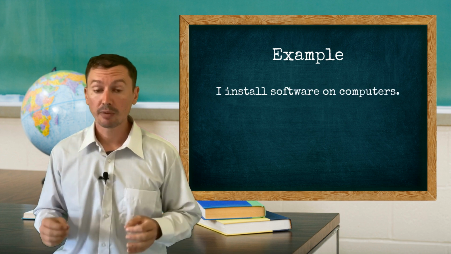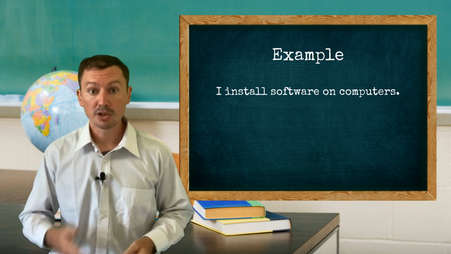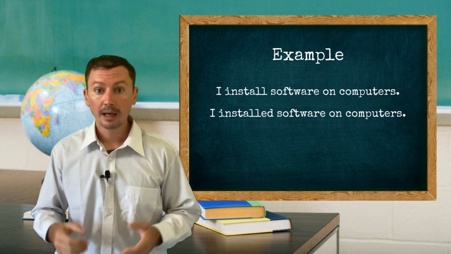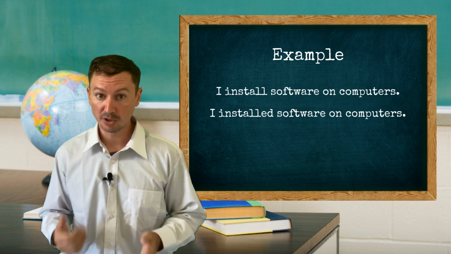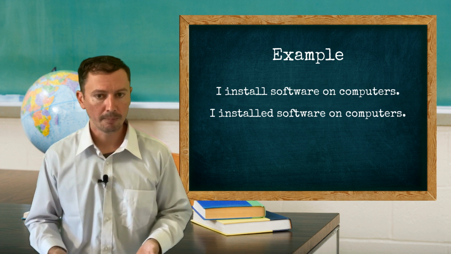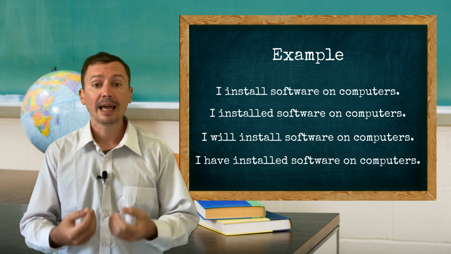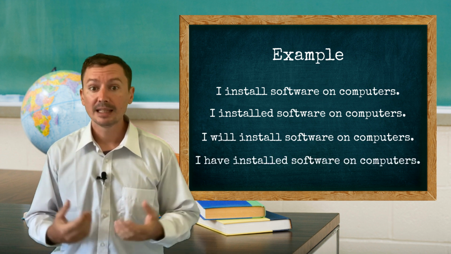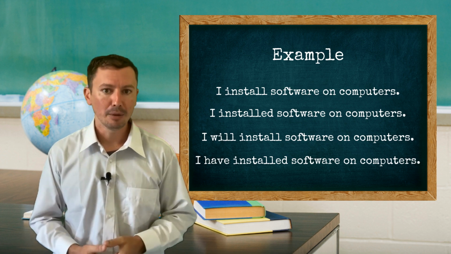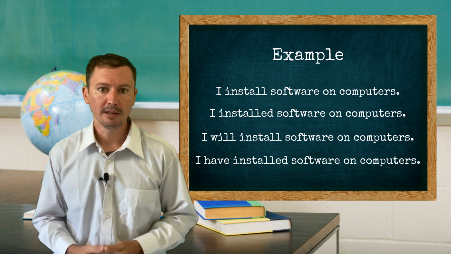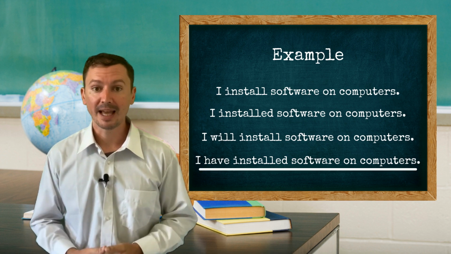I install software on computers tells the person that this is probably your job because you often do it. I installed software on computers tells the person that you used to do this as a job, but that you no longer do it. I will install software on computers shows future intent, and I have installed software on computers is letting them know that this is an experience that you once or more had in the past and which may happen again in the future. This last sentence is an example of the present perfect tense.